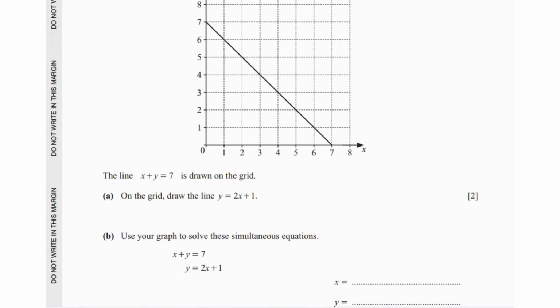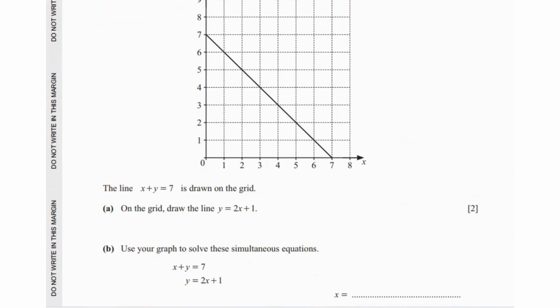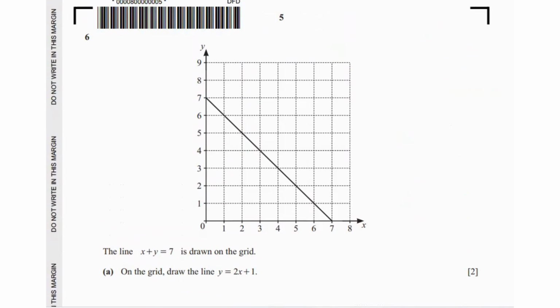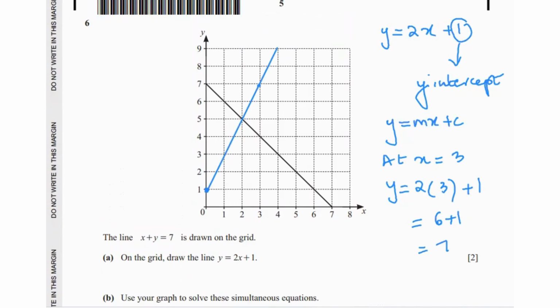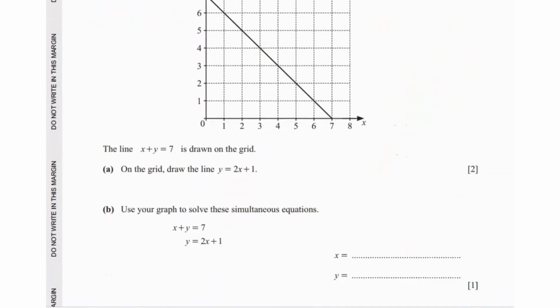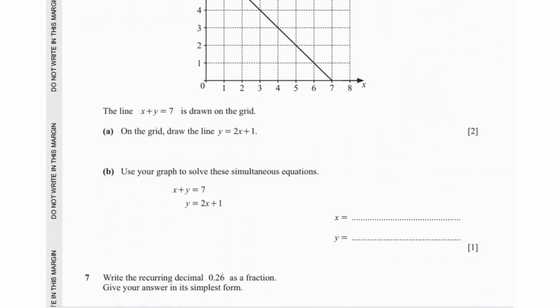Then it says use your graph to solve these simultaneous equations. So they're the same equations that we already have on the grid. So we just find the coordinates of the intersection of the 2 lines. So both the lines are intersecting over here at this point, which is (2, 5). x is written first, so x is 2, and y is written second, which is 5. So your solution to this set of simultaneous equations is (2, 5). So we just simply write the value of x as 2 and the value of y as 5. That is how you give your answer.